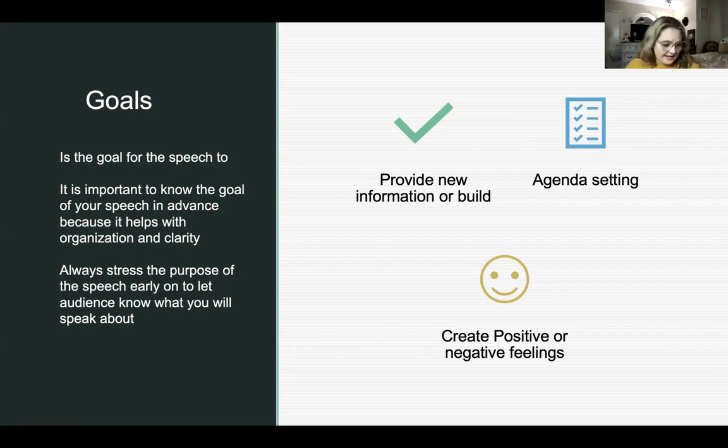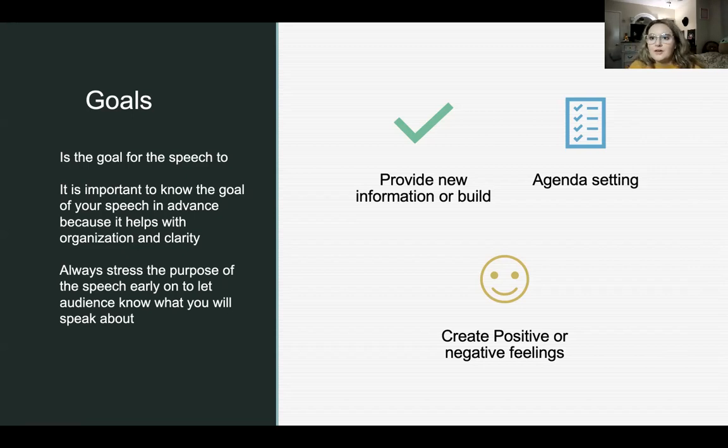There's also agenda setting, which is where you could create awareness for a subject, and you could also be like, "Hey, don't forget to put this on your agenda." And then the last goal that's very often there is creating positive or negative feelings, which sounds a little tricky. It kind of sounds like it's going into persuasive speaking, but it's more about how your words and the information that you give could really change someone's emotional state.